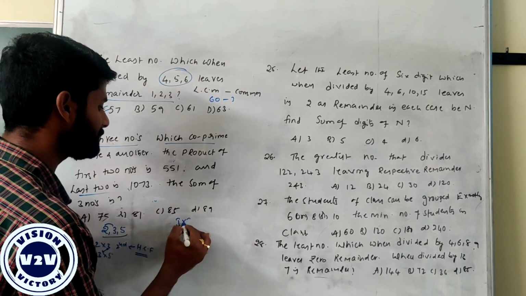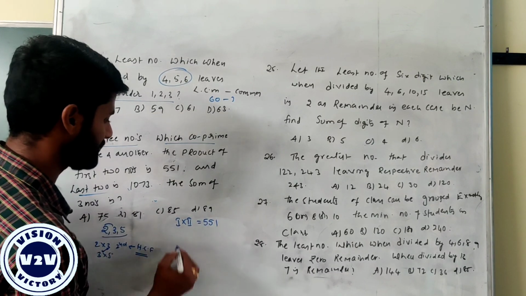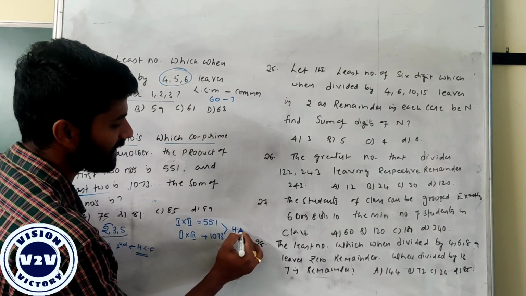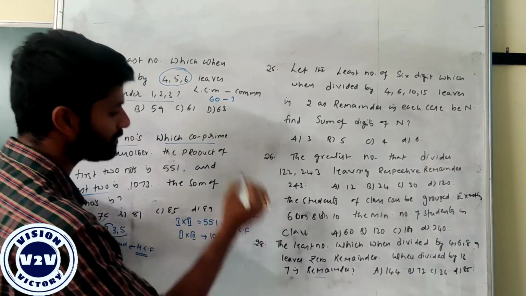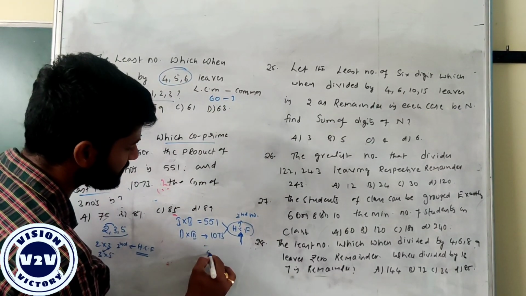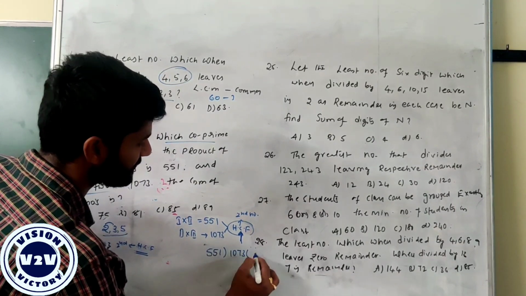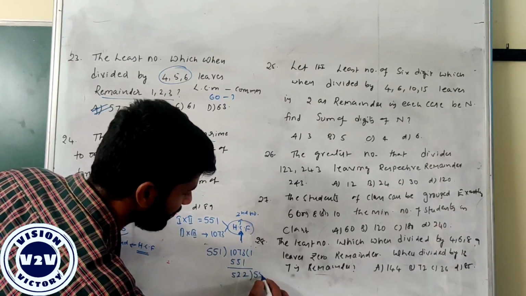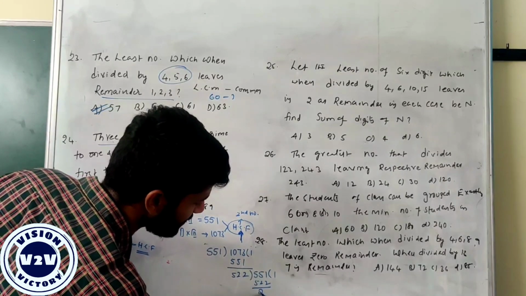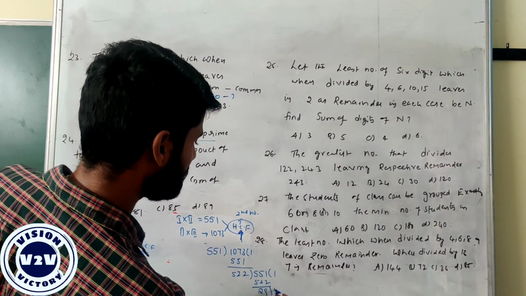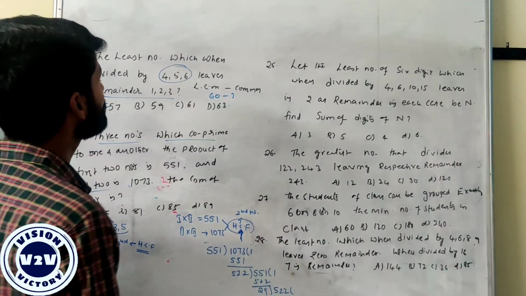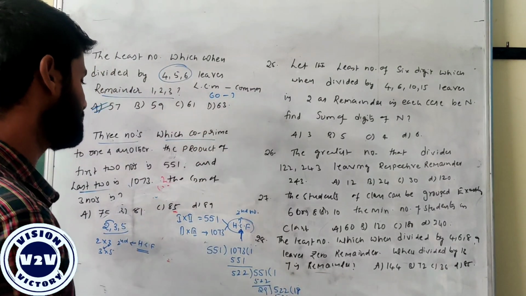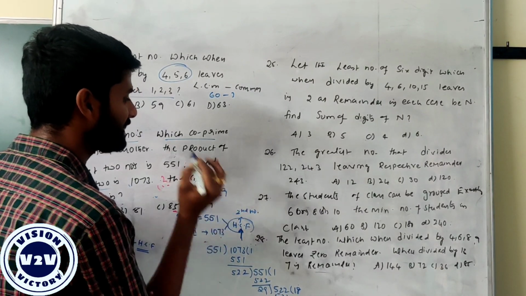First number into second number, the product is equal to 551. Second number into third number, the resultant is 1073. Then identify the HCF. The HCF is always the second number. So find the HCF of these two numbers, 551 and 1073. 551 once is 551, we get the remainder 522. Again 551 one time 522, we get the remainder 29. 522 is exactly divisible by 29: 29 ones are 29, 29 eighteens are 522. We get the remainder 0. It means the highest common factor of these two numbers is 29. That is the second number.